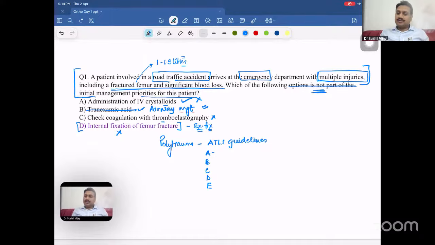Yes, damage control orthopedics. Very good. So polytrauma guidelines, ATLS guidelines, have to be followed all the time. Airway management is the most important one for sure. Airway management is definitely one of the most important things to be done in all your patients. Absolutely right.